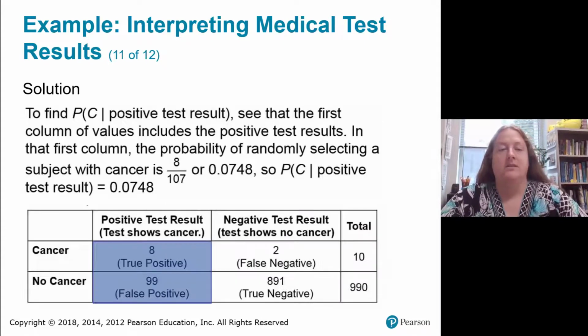So now let's find what we were looking for. We're looking to find the probability that a subject has cancer given a positive test result. Well, positive test results show in the left column. So the total number of people receiving a positive test result is 107, and 8 of them actually have cancer. So this probability is 8 divided by 107, which is 0.0748.